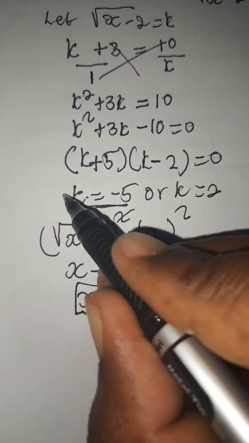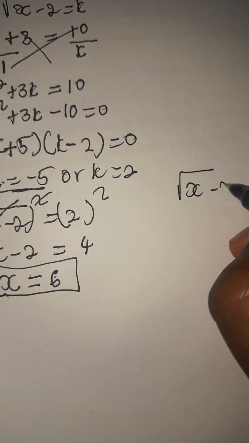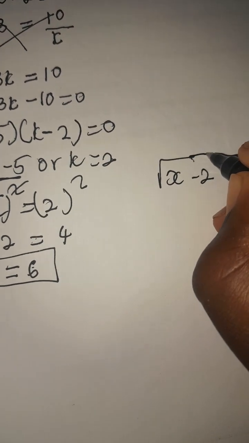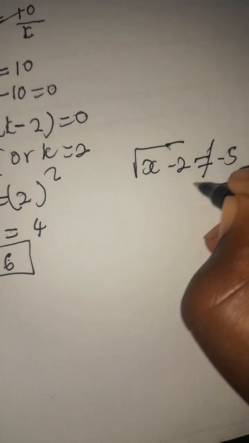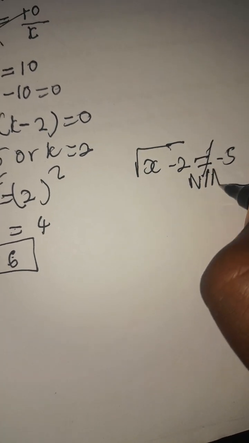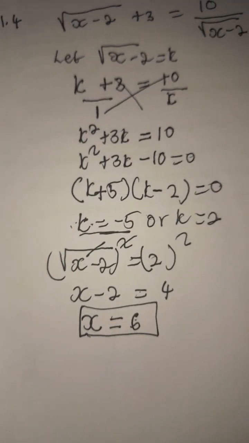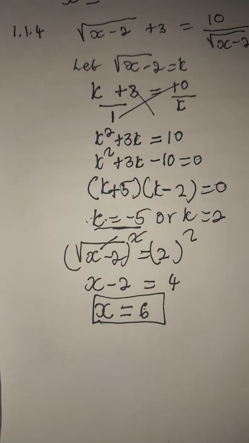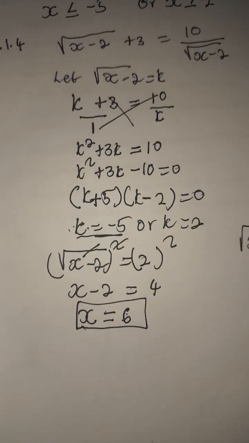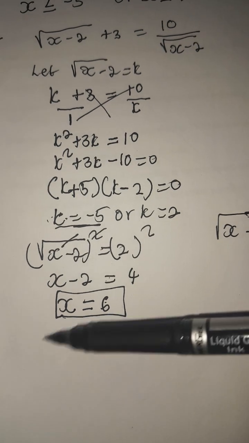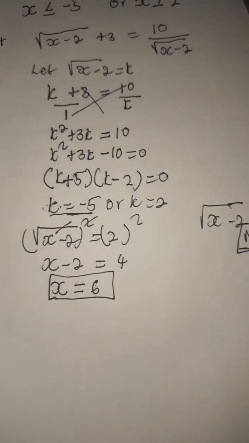So for this one, I will just say it's an A, because I believe that when you say root x minus 2, we know that a square root, root x minus 2 can't be negative 5. So let's just say an A, not applicable. So that's how it should be with 1.1.4. Right. So you can just go and check, substitute this from the left hand side and right hand side. You will see what you're going to get, right?